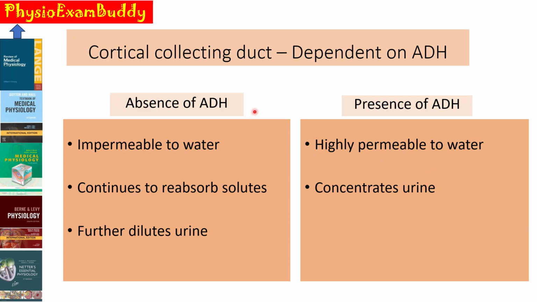Now, when the fluid reaches the cortical collecting duct, there the water reabsorption is mainly dependent on the ADH. In the absence of ADH, it is highly impermeable to water. So there occurs continuous reabsorption of the solutes. So in the absence of ADH, it results in the formation of a dilute urine. But what happens in the presence of ADH? It will be highly permeable to water. So more and more water will be reabsorbed from the tubular fluid into the medullary interstitium, producing a concentrated urine.